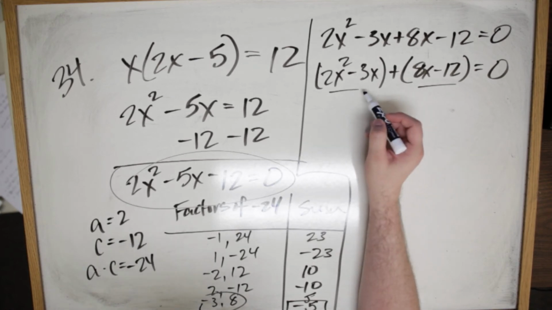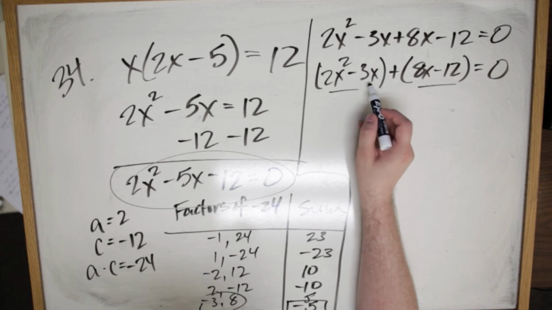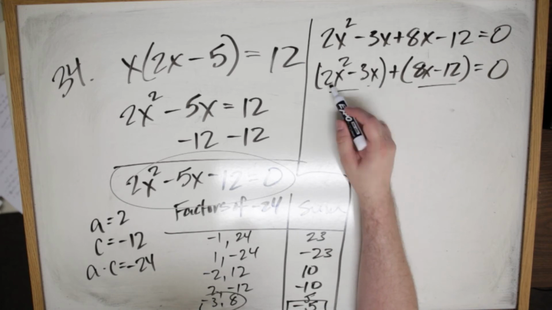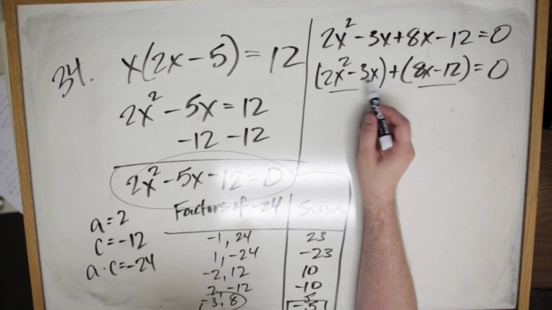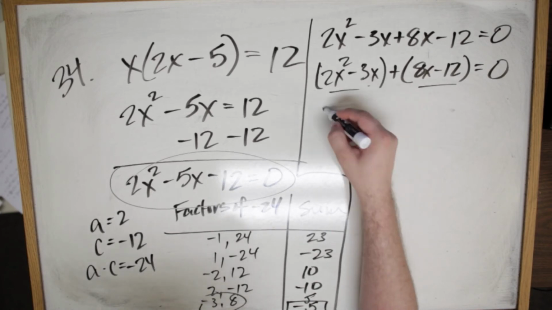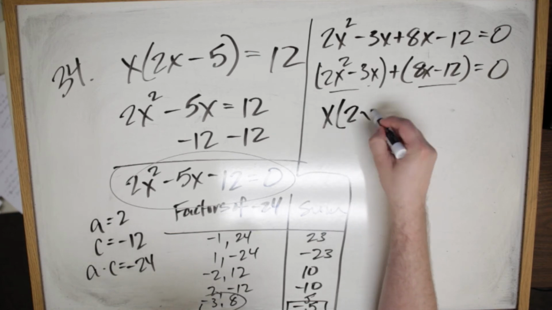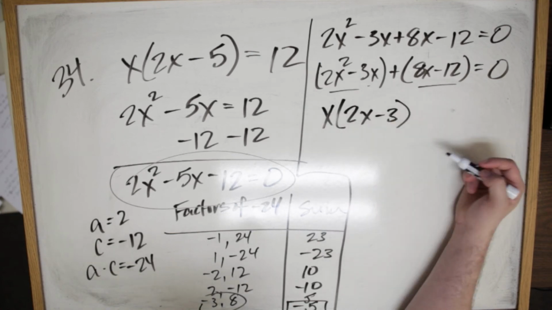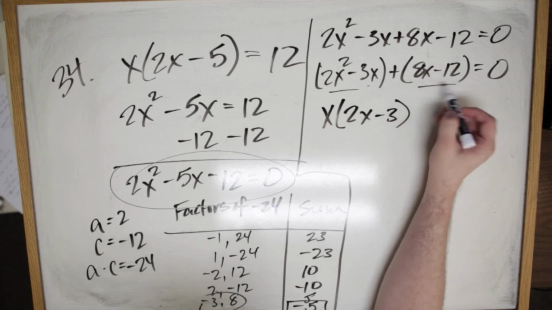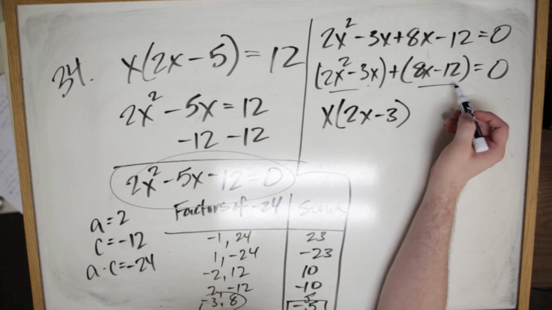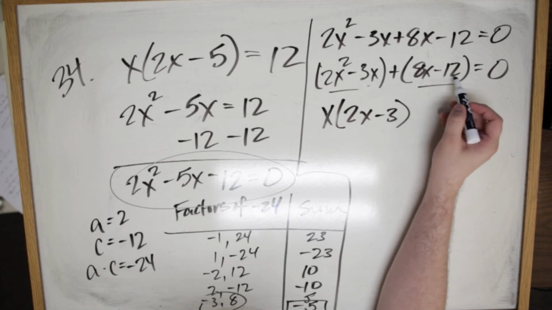So, now it looks like the only thing that's common between these two pieces is just an x. 2 and 3 don't have any common factors, but x squared and x do. It's just going to be an x, and what's left is going to be this. And then over here, a 4. Yeah, 8 doesn't go into 12.